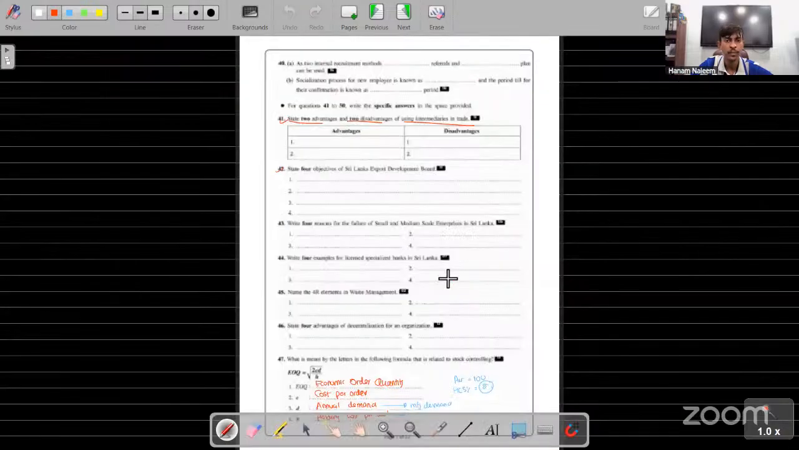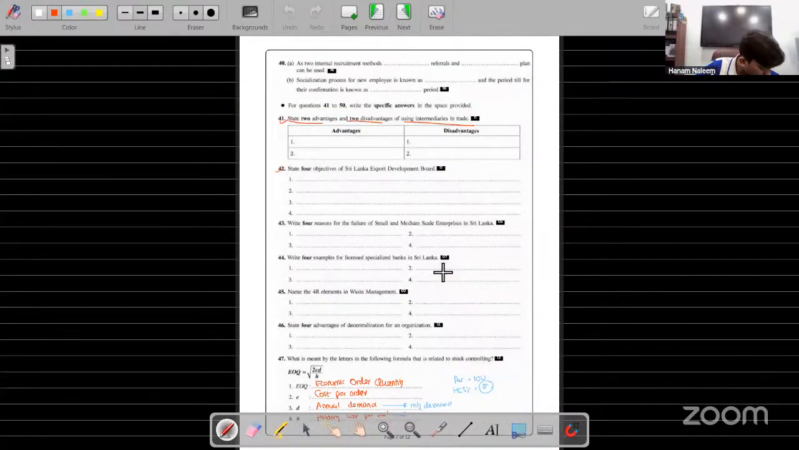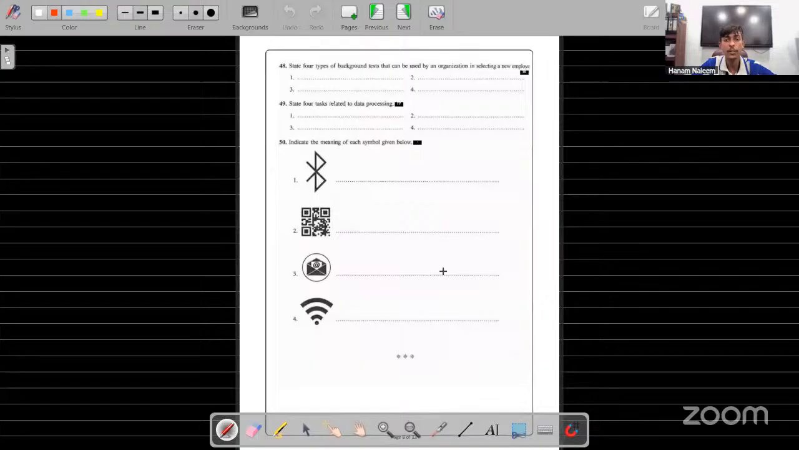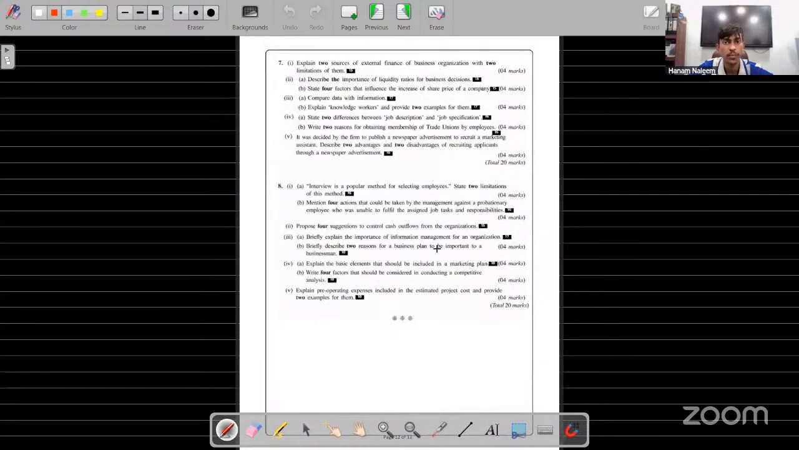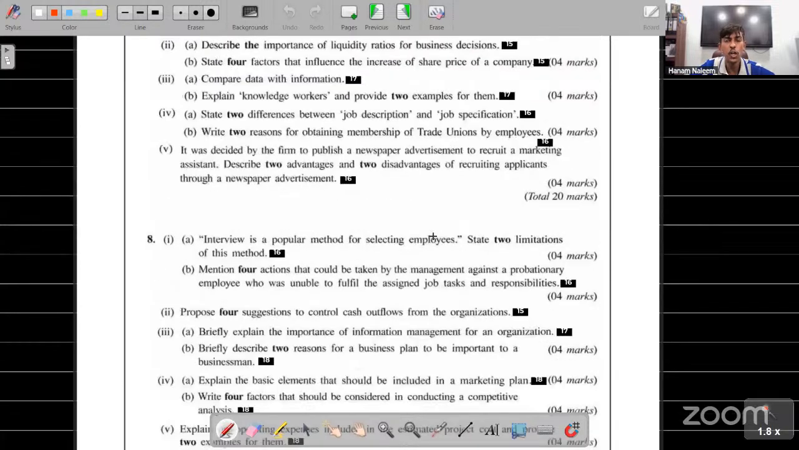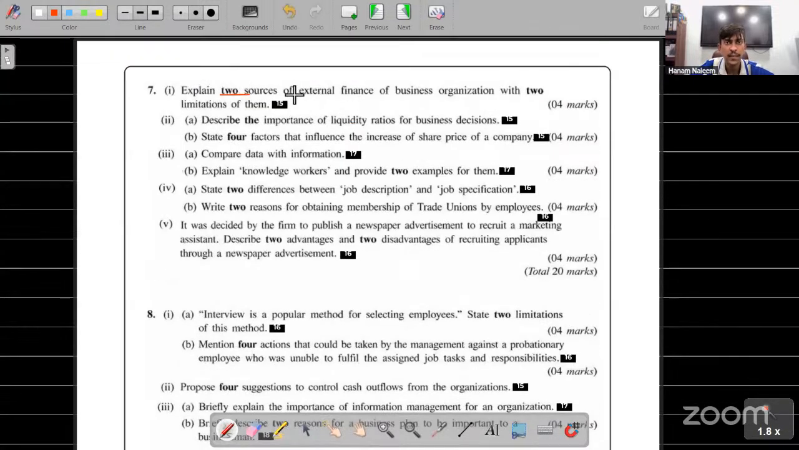Okay, fine. Then 39 is also done. Now part 2. Question number 7, 1 and 2. Explain 2 sources of external finance and 2 limitations of them. This question we discussed. In the previous one, they asked for some examples of where you can get money externally and the advantages and disadvantages. Same question repeated, but this time they're asking only limitations, only the disadvantages. So similar question repeated.